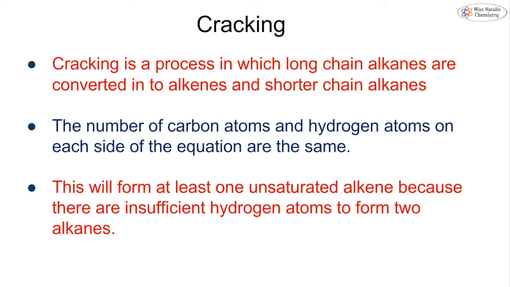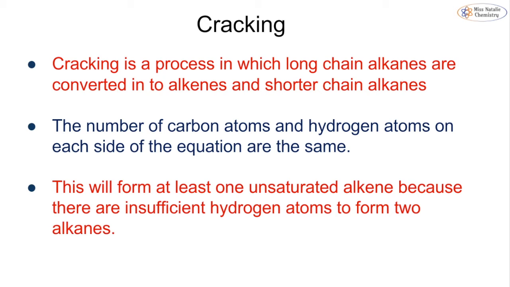Now what we can do is write out an equation to show this, and the easiest way to write a cracking equation is to figure out how many carbons and how many hydrogens we have on both sides. A typical exam question will ask you to complete an equation. They'll give you the reactants and the potential products, and they'll take one of the products out and ask you to work it out.